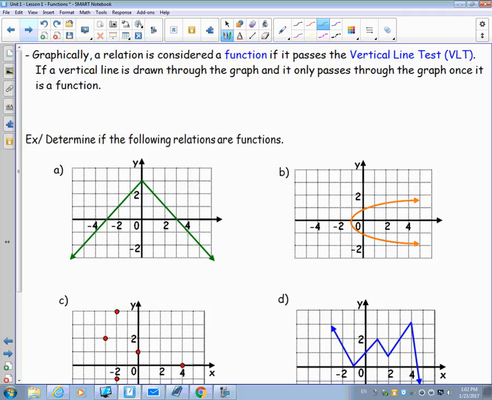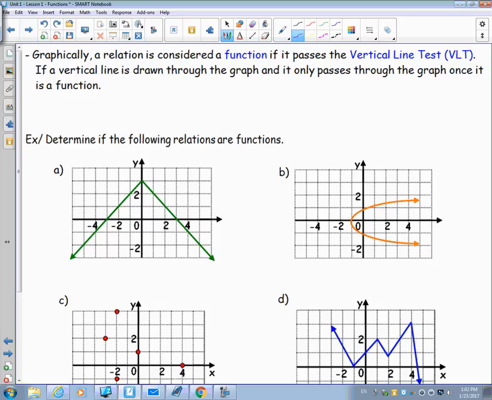What we use in a graphic decision is something called the vertical line test. Here, we're going to take our function or our relation, and we're going to say to ourselves, if I were to draw a vertical line through this graph, no matter where I draw it, does my line pass the graph only once? If it does, that means it's a function. If it doesn't, it's not a function. That sounds kind of complicated, so we're going to look at some examples here.